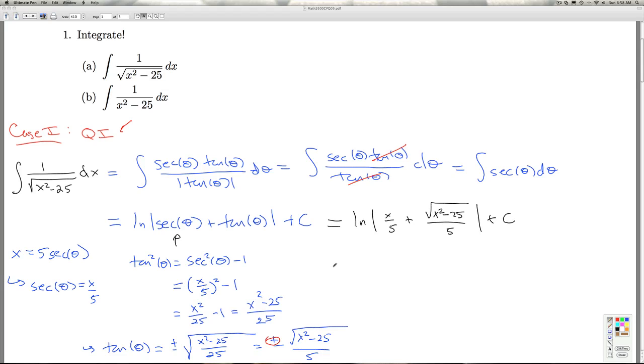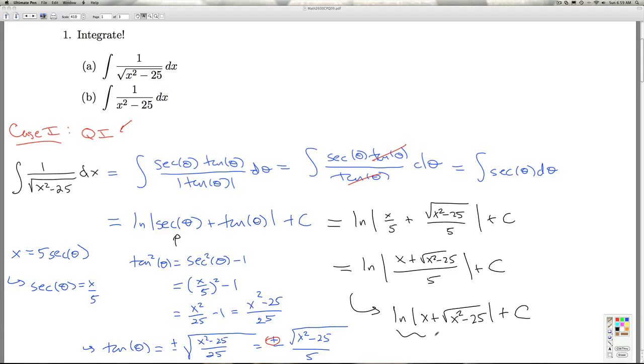While there's nothing wrong with this, we can actually simplify this to the natural log of the absolute value of x plus the square root of x squared minus 25, over 5, plus c. And I can use log properties. So natural log, absolute value, x plus the square root of x squared minus 25, minus the natural log of 5, using the quotient rule. The minus natural log 5 I can absorb into that arbitrary constant and get this answer. Now, I could actually get rid of the absolute values, because in quadrant 1 the secant's positive, which means that the x here is positive. But I'm not going to because of what's going to happen in case 2. So this is our answer for case 1.